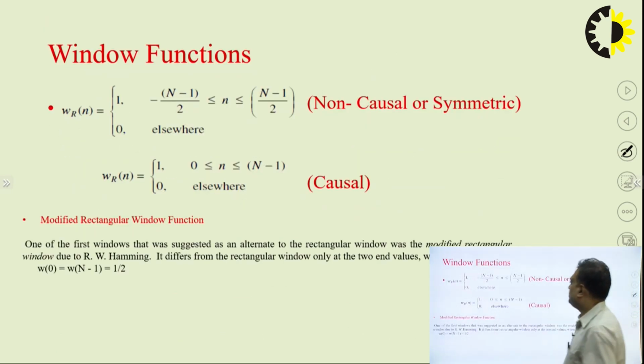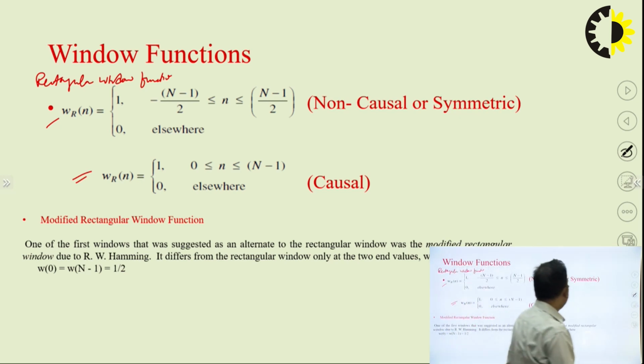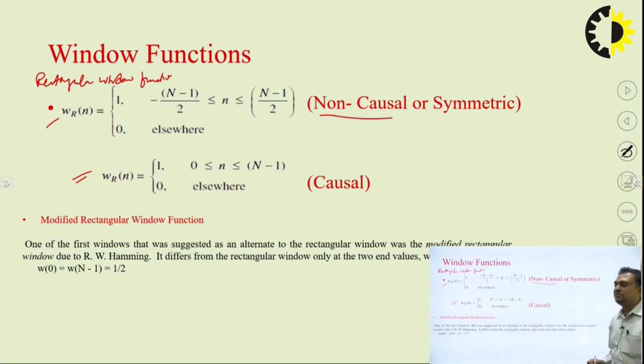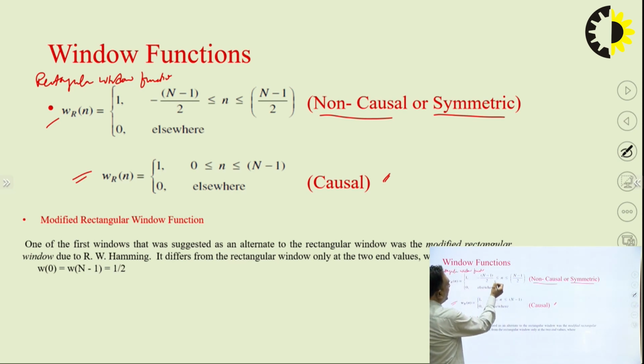Now we will come to the window functions. We will see different types of window functions. The first is the rectangular window function. Here we have seen two types of expression, one for the window function and another one for the other form. For each window function, we can write it in two ways. The first way is the non-causal form, but it is mandatory that a non-causal window function should be symmetric about the origin, otherwise it would be causal. In the symmetric window function, the value is 1 for n lying between minus (N minus 1)/2 to (N minus 1)/2, and 0 elsewhere. In the causal window function, the value is 1 in the interval 0 to N minus 1. Okay, so this is the first version.